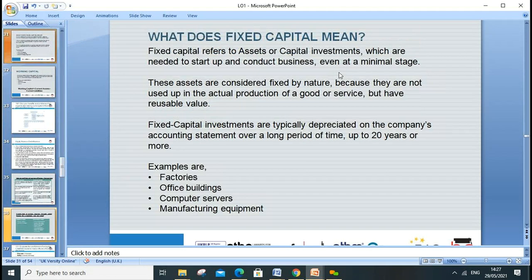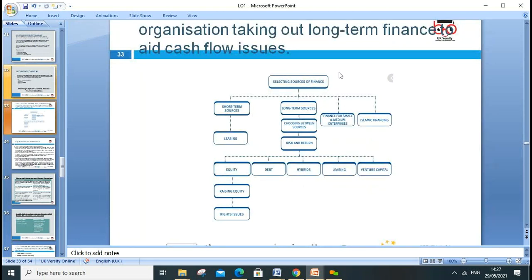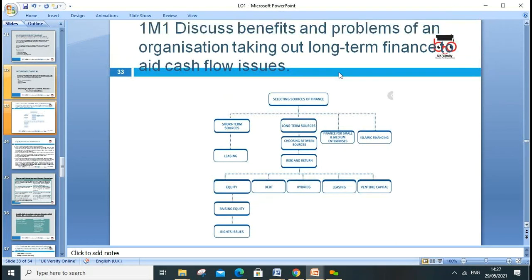Okay, so all these are options, but we always need to look at the cost. Fixed assets refer to capital investment, the purchase of assets like factory buildings, and these are non-current. Working capital means the running capital: cash, bank, debtors, bills receivable, stock. These are all current assets, and current assets minus current liabilities equals working capital, which we can use as a source of finance.